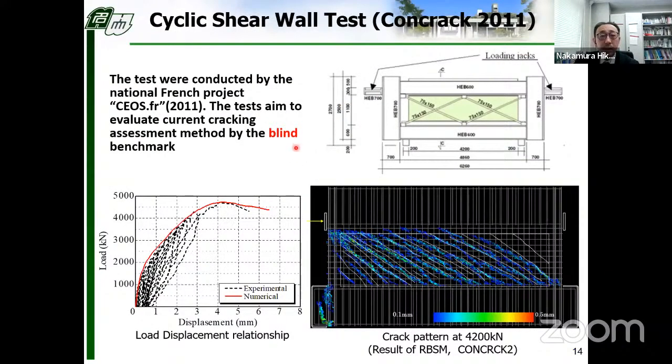This shows the result of cyclic shear wall tests. The tests were conducted by a National French project. It's not new, 10 years ago. And this is a crack pattern obtained from RBSM. The white dotted line is the test result. The colored line is the result of the RBSM. RBSM succeeded in simulating crack pattern, such as the crack angle and crack spacing, in a blind analysis. I think that it is difficult to simulate detailed crack pattern by FEM.